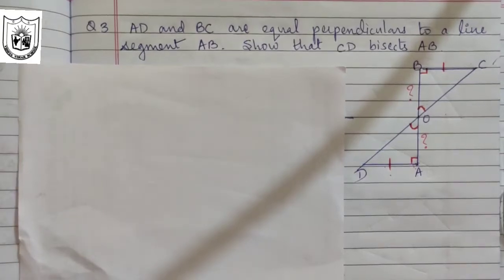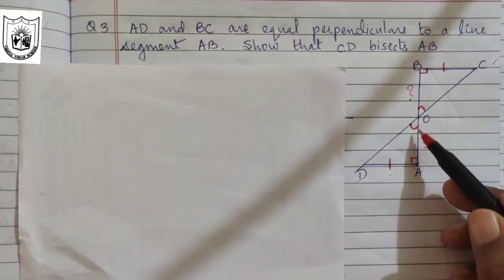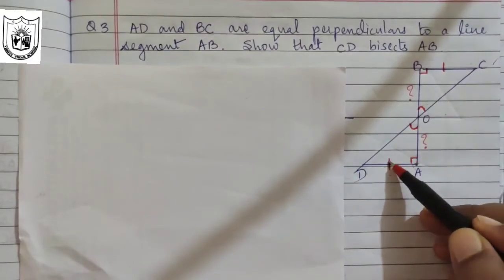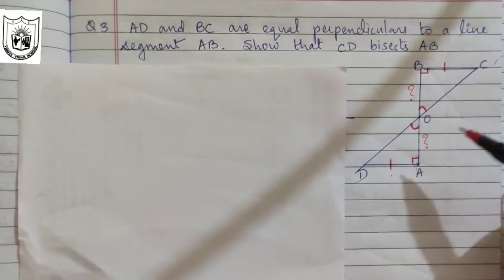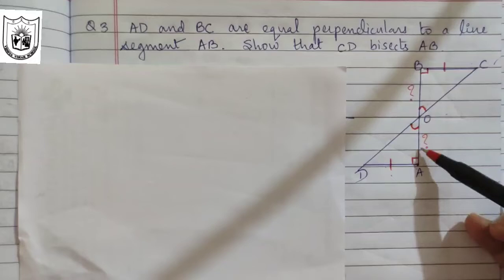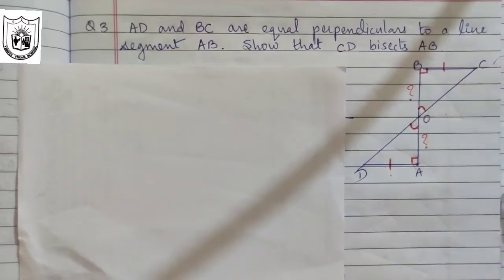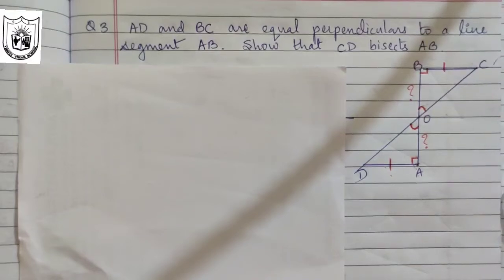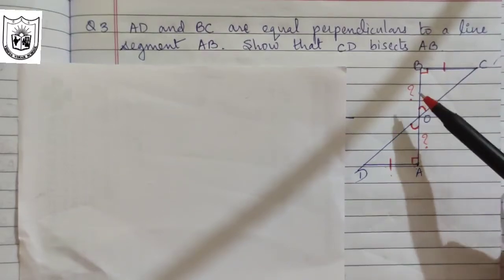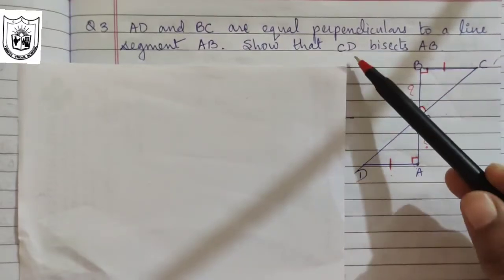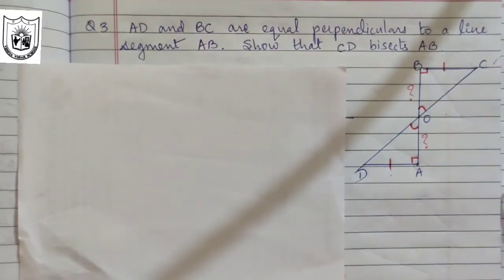So now by which congruency rule can I say that both the triangles are congruent? If you see here, this is angle, angle, side. So both the triangles are congruent by AAS congruency rule. So now what can you say about these two line segments OA and OB? Definitely they will be equal because they become corresponding parts of the congruent triangles. So by CPCT we will say that these two line segments are also equal. And once we say they are equal, definitely it means that CD bisects AB.